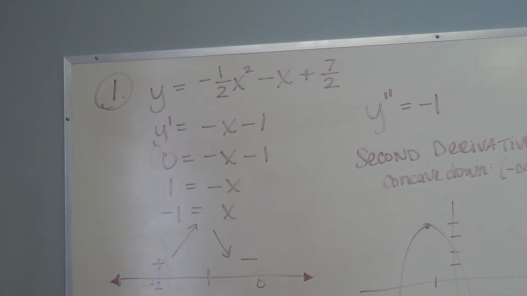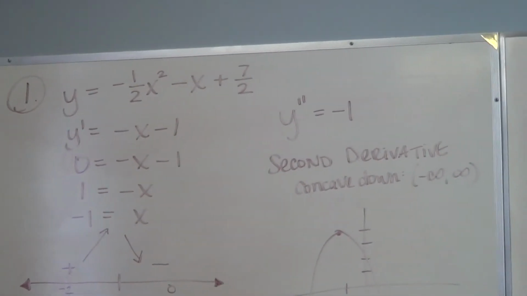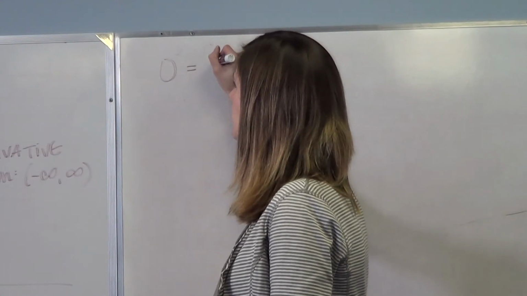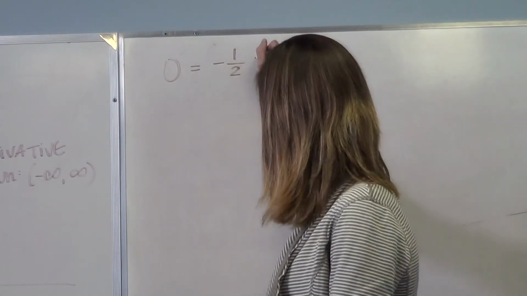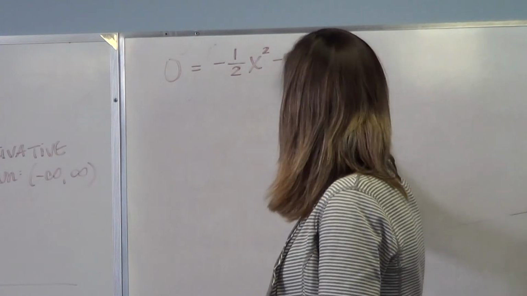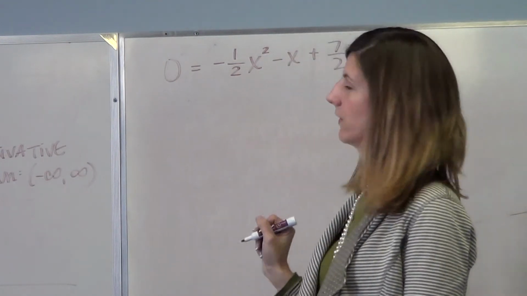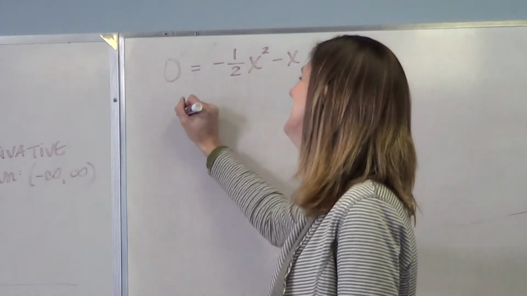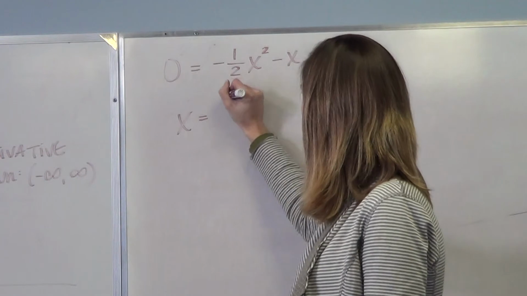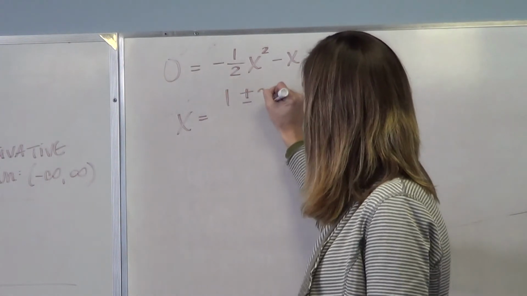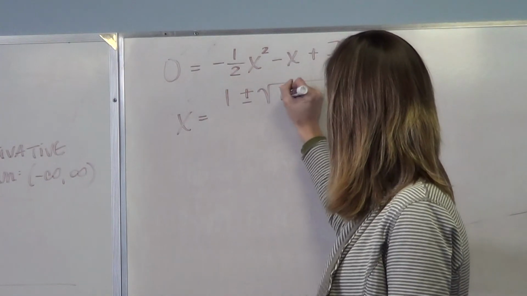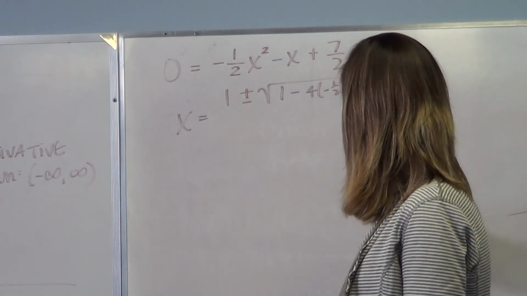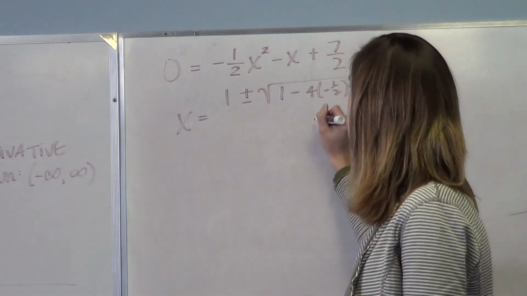Alright, so let's find, the y-intercept is where the function equals 0. Or no, that's the x-intercept. So the x-intercept is the harder of the two for this one, because we're going to have to set that equal to 0 and use the quadratic formula. So x equals 1 plus or minus the square root of 1 minus 4 times -1/2 times 7/2, divided by -1.